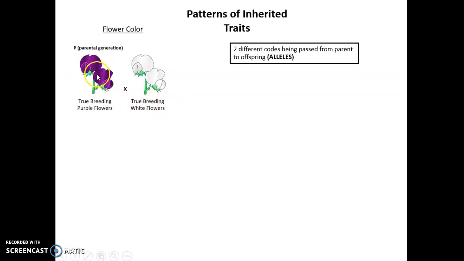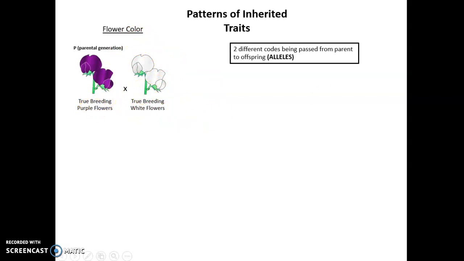So the fact that there are purple and white flowers shows us that there's two different codes being passed from parent to offspring. And those two different codes are called alleles. Alleles are different versions of a code, or of the gene. So right now, we know that we only have purple flowers and purple genes in this garden because that's the only kind that we have now. And in the other garden, we only have white flowers. So we have true breeding purple and true breeding white.